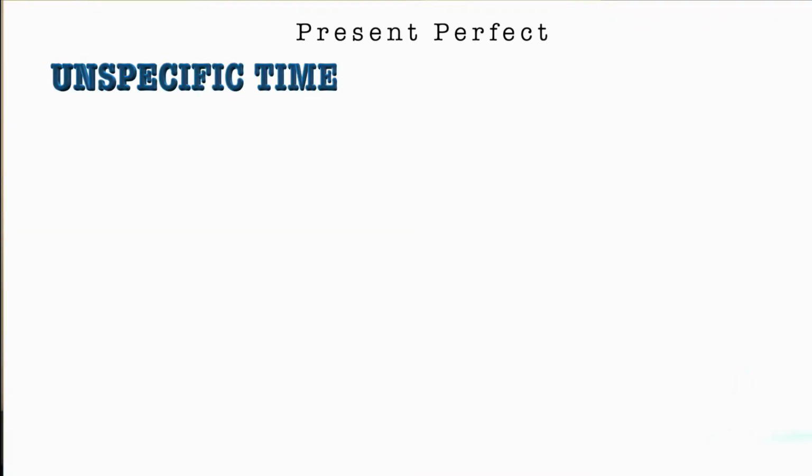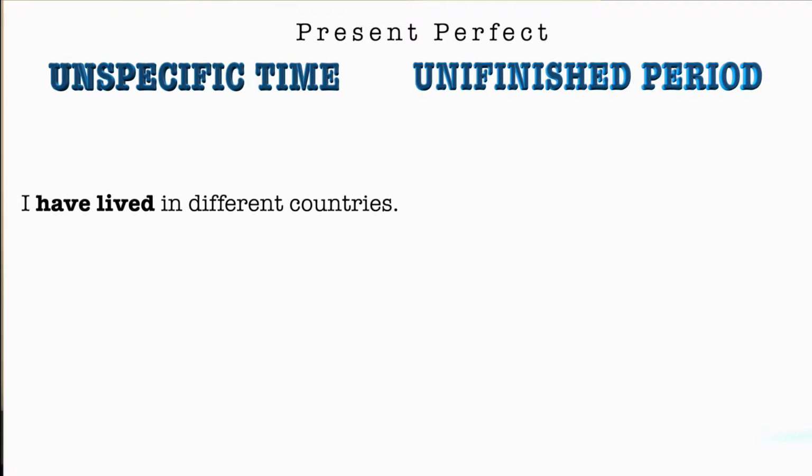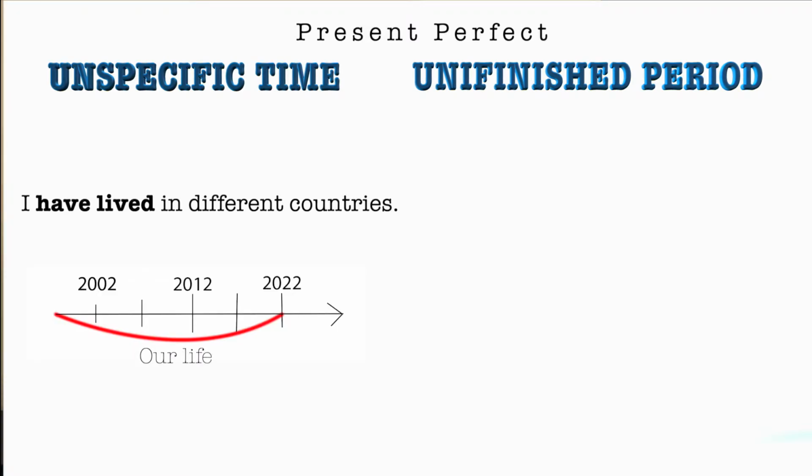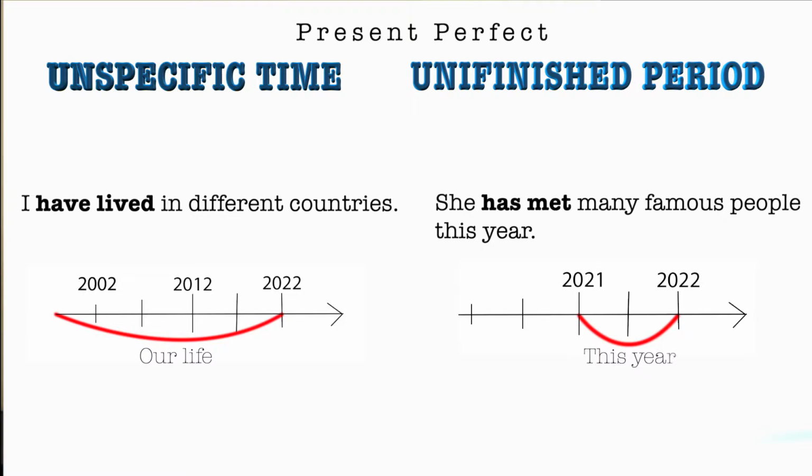No specific time, it doesn't say when something happened, and the period when the action happened is unfinished, so unfinished period. I have lived in different countries, so the period is our life and no specific time. She has met many famous people this year, so the period is this year and no specific time.